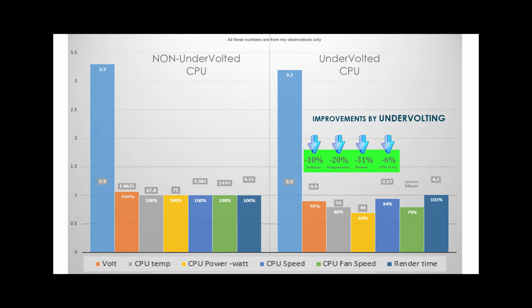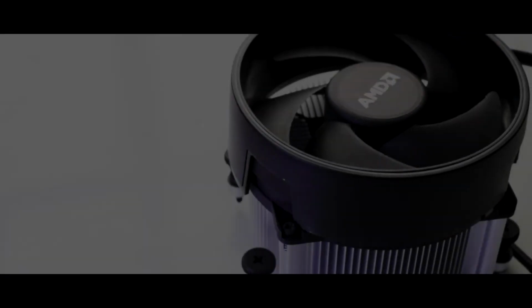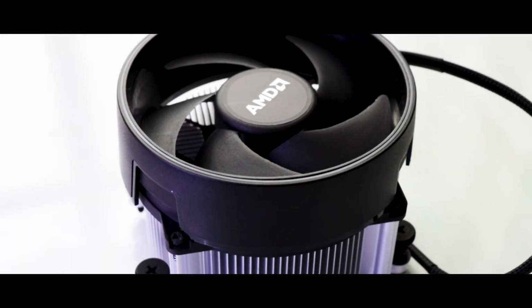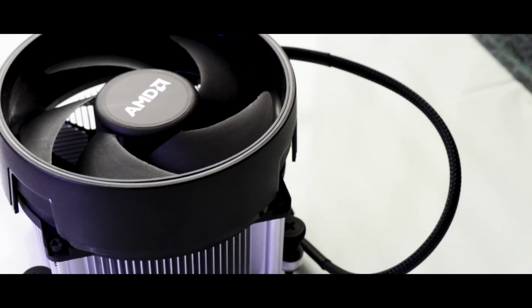CPU fan speed. The undervolted CPU fan runs 29% slower than the non-undervolted CPU, so more than 20% lesser fan noise. Render time. The undervolted CPU renders 1% slower than the non-undervolted CPU. This 1% compromise on performance can get you 20% lesser CPU temperature, 31% lesser power and 29% lesser fan speed and noise. I think I have saved a few dollars on my AIO cooler and hefty third-party air coolers.